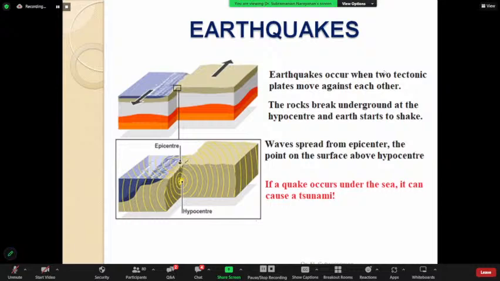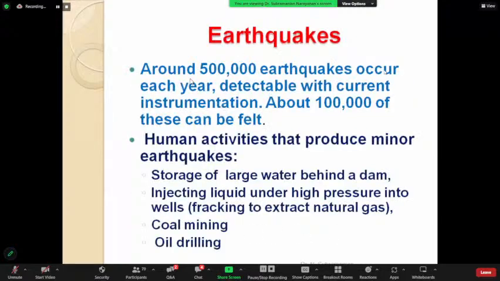The rocks break underground at the hypocenter, which is the place where they move, and the earth starts to shake. Waves spread from the epicenter, which is the point on the surface above the hypocenter. If a quake occurs under the sea, it can cause a tsunami. Actually, around 500,000 earthquakes occur each year. They are detectable with current instrumentation. About 100,000 of these can be felt.